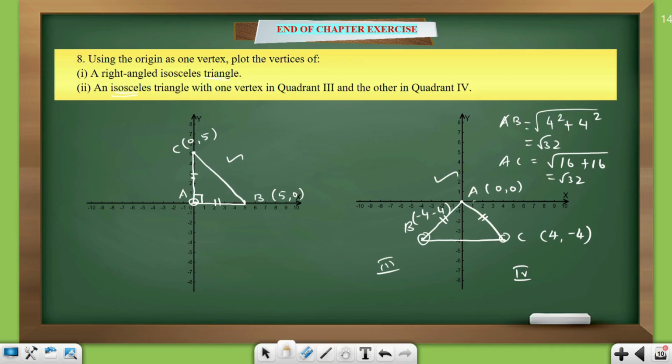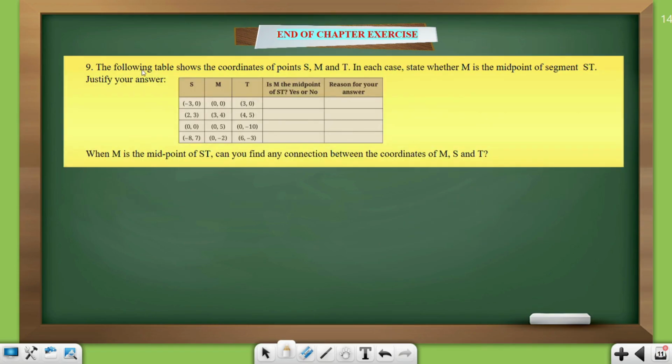Okay, and the last problem, number 9. The following table shows the points S, M and T. In each case, state whether M is the midpoint of segment ST. When M is the midpoint of the segment ST, can you find any connection between the coordinates of M, S and T? So let's see. In the first case, they have given the point S as (-3, 0), M as (0, 0) and T as (3, 0).